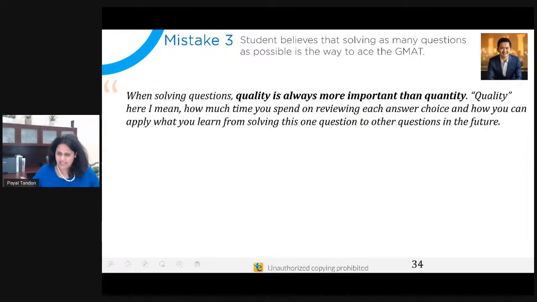Yeah, so let's talk mistake 3. I don't know how many of you have read Jim's success story. It's one of the most popular stories right now, trending on Share My GMAT Experience. Again, when solving questions, quality is always more important than quantity. Quality here, I mean how much time you spend on reviewing each answer choice, and how you can apply what you learn from solving this one question to other questions in the future.